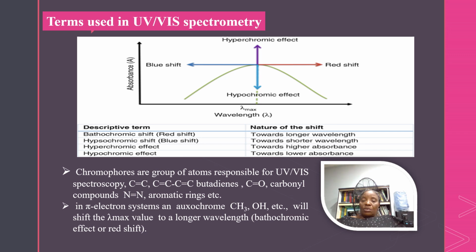We also have the auxochromes. The auxochromes are substances that increase the absorption of a molecule, such as methyl, hydroxyl, alkoxyl, or amino groups, or an atom of halogen. In pi electron systems, an auxochrome will shift the lambda max value to a longer wavelength, known as the bathochromic effect or red shift. We also have the hypsochromic effect, called the blue shift. This is a shift to shorter wavelength.